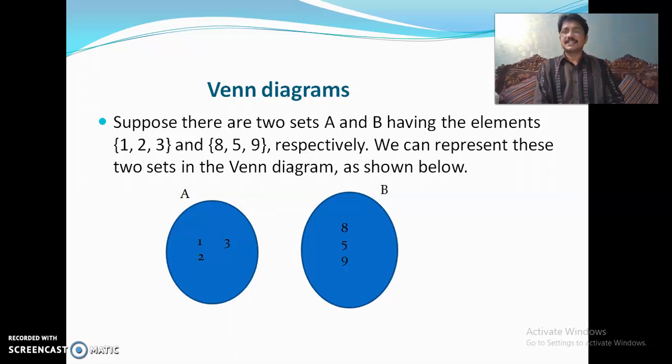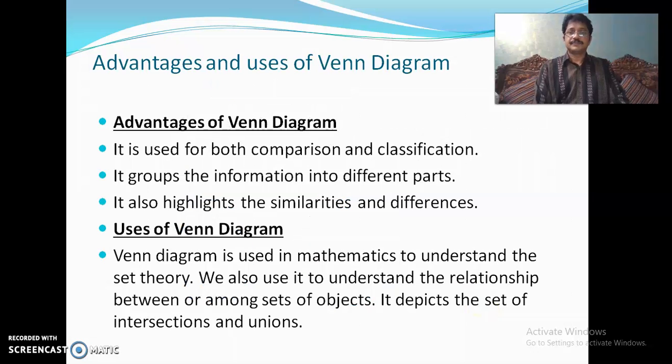What is a disjoint set? The sets which have no common elements, we call them disjoint sets, correct? Okay. Now we will recapitulate the advantages and uses of the Venn diagram that we just discussed. The advantage of the Venn diagram is that it is used for both comparison and classification. It groups the information into different parts. It also highlights the similarities and differences.